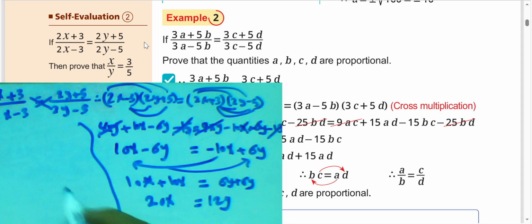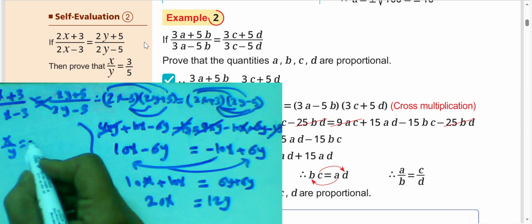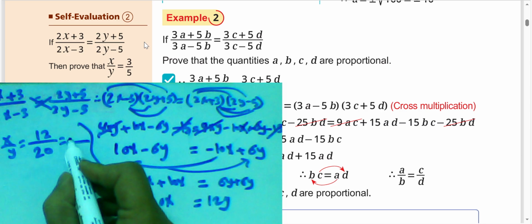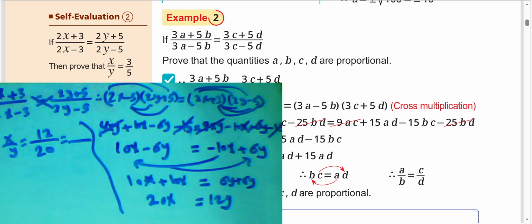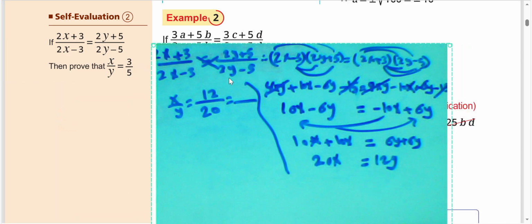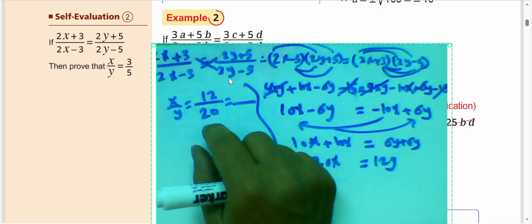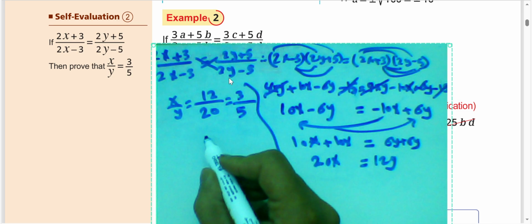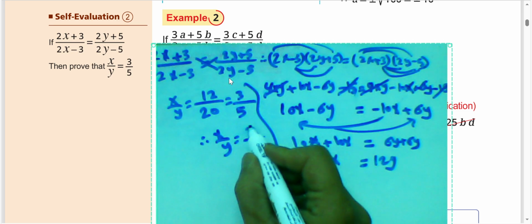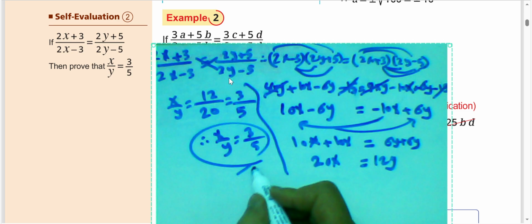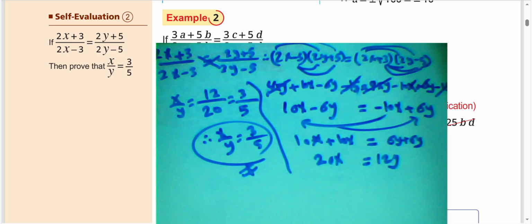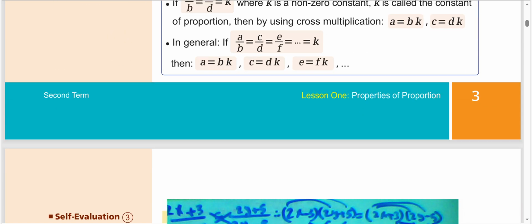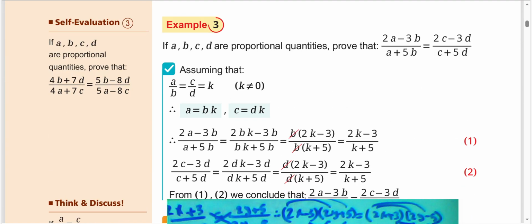Then we can write the ratio between x and y: x over y equals 12 over 20. We can simplify by dividing numerator and denominator by 4. Then the result will be 3 over 5. So x over y equals 3 over 5. That is the solution of this example, solution number 2. Understood?